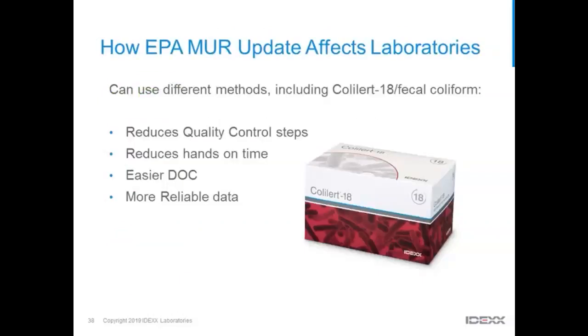So since the EPA has adopted the method update rule, this change affects wastewater laboratories in Massachusetts by allowing more analytical test methods that could be used for NPDES permit fecal coliform monitoring requirements. This revision can be really helpful to laboratories since, as previously mentioned by Sean, Colilert-18 reduces quality control steps, reduces hands-on time, makes demonstration of capability easier for both a new analyst or for any ongoing DOCs that might need to be continuously done over time, and it allows for more reliable data.